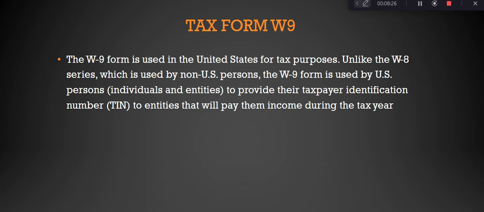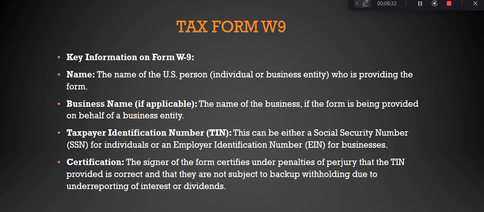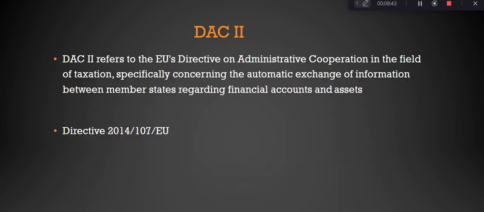So the main difference between W8 and W9 is the address of residence. The key information is the name, business name, taxpayer identification number, and certification where they need to go ahead and sign. So this is the tax form W9 structure.